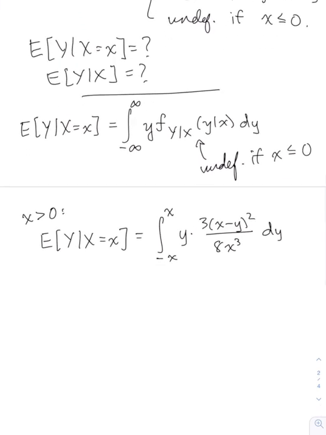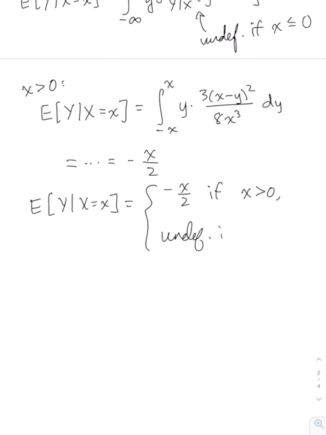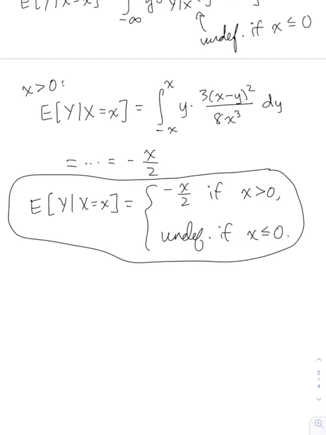And I'm going to skip the calculus. You can do the calculus there. X is a constant, y is the variable of integration, and you're going to get negative x over 2. Summarizing our answer then, we get that the expected value of y given x equals little x is equal to negative x over 2 if x is positive, and undefined if x is less than or equal to 0. So that's the first part of the problem.